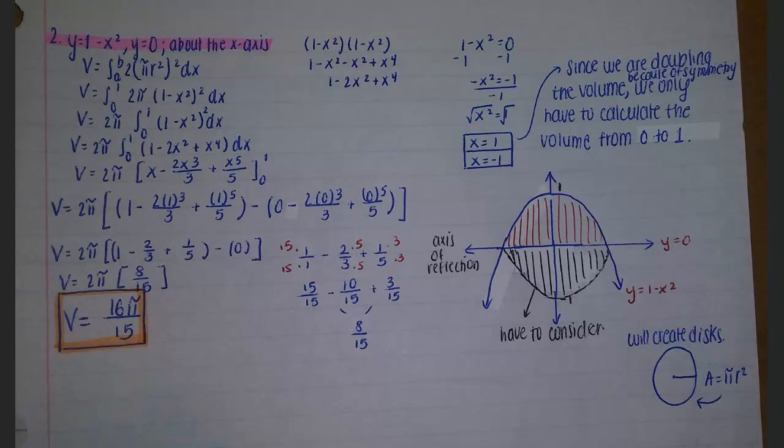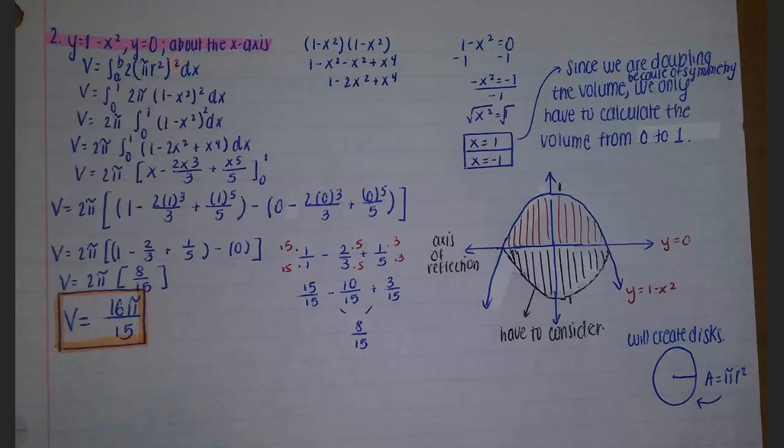So from there, I started with V equals the integral from 0 to 1 of 2 pi times (1 minus x squared) dx. And since 2 and pi are constants, that's why I took them out of the integral, which resulted in V equals 2 pi times the integral from 0 to 1 of (1 minus x squared) dx.